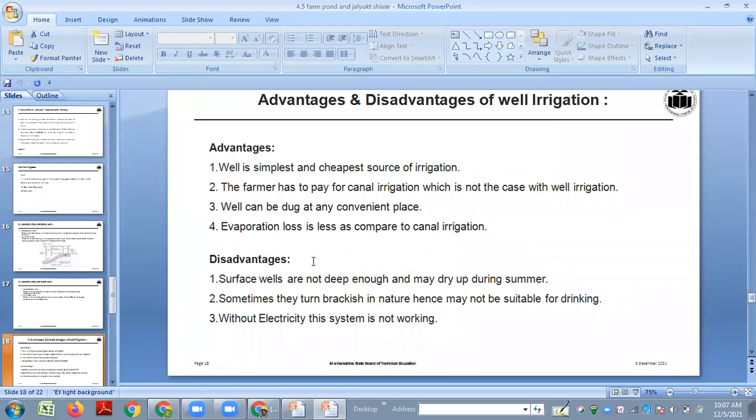Okay, so you cannot pay the tax for which you are going to use this water. Well can be dug at any convenient place, so where water will be available. Then evaporation loss is less as compared to the canal.